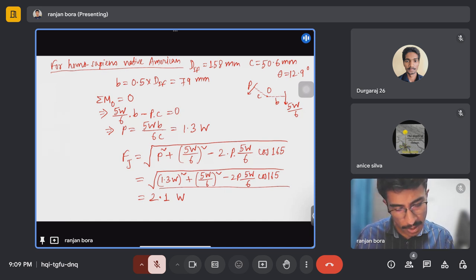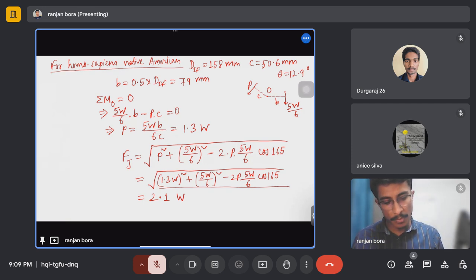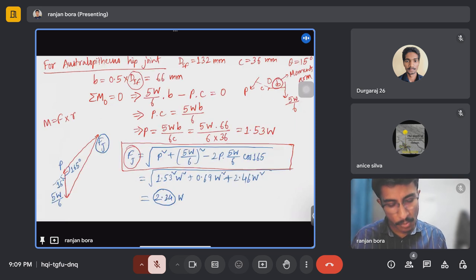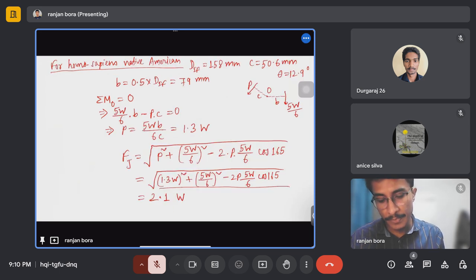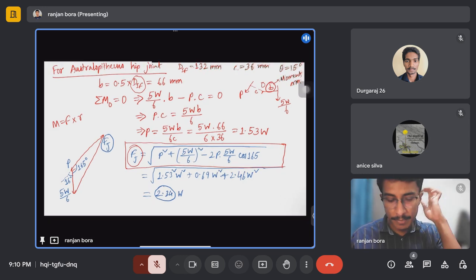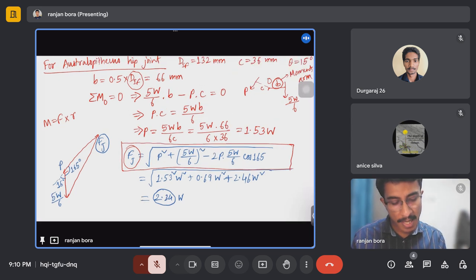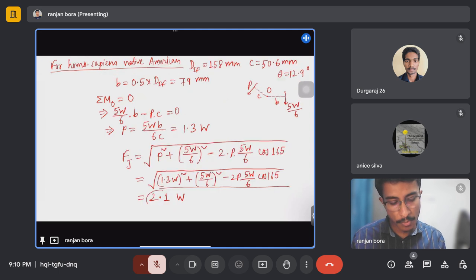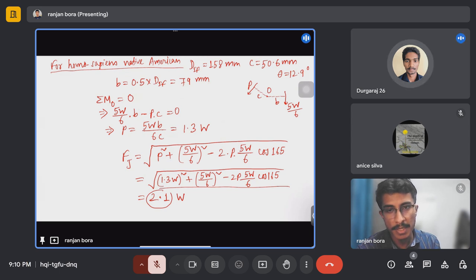So previously what we were getting? We were getting 2.34. Now we are getting 2.1. So if the W is the same, the weight of this Homo sapiens Native American and this Australopithecus is the same, then we can see that for Australopithecus the hip joint reaction force is a little bit higher than the Native American Homo sapiens, which is 2.1. Is it clear?